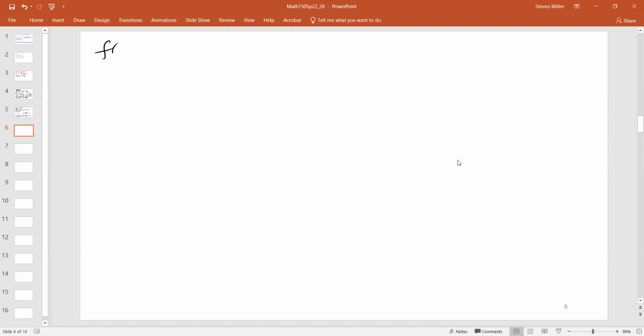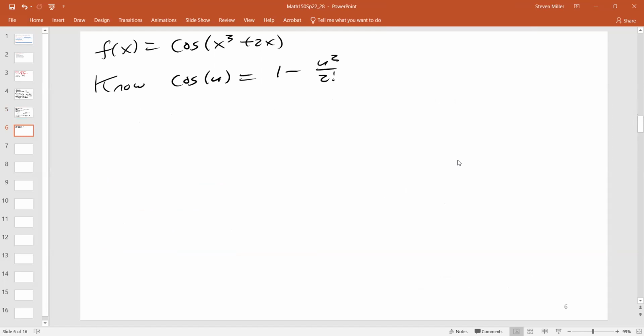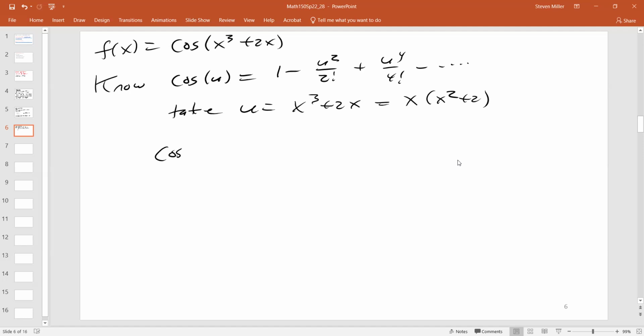So we have f of x is cosine of x cubed plus 2x. We know the cosine of u is 1 minus u squared over 2 factorial plus u to the 4th over 4 factorial minus ... What should we take for u? Yeah, x to the 3rd plus 2x. If you want, you could even view it as x times x squared plus 2. So then the cosine of x cubed plus 2x.